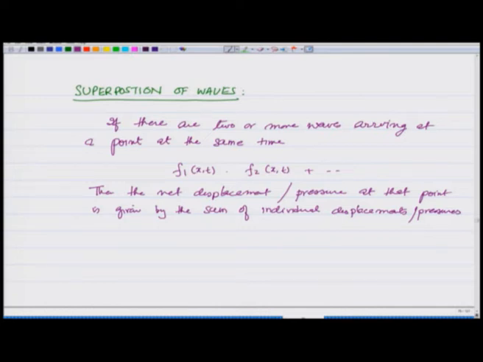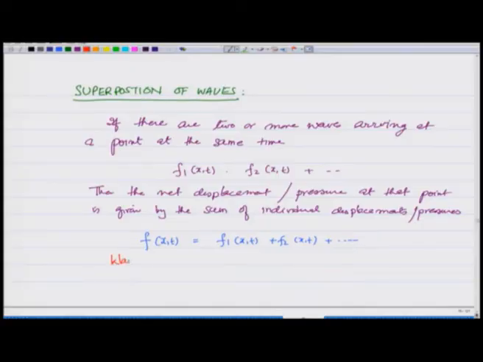I will keep using the word displacement, I do not want to write pressure again and again. So, the net displacement at that point, f(x, t), will be equal to f1(x, t) plus f2(x, t) and so on. So, at any point when I see the net displacement, it will be the sum of all these different waves arriving there. Now, this is very particular to waves satisfying a linear differential equation. I am stating this for completeness. The waves that we are considering right now are essentially those that satisfy a linear differential equation.